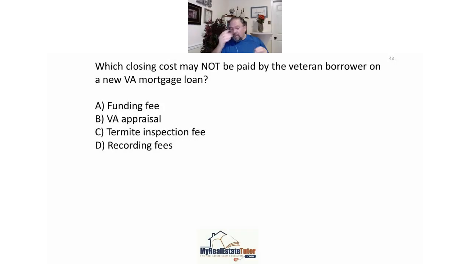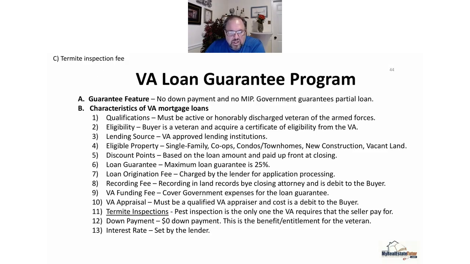So the buyer can pay those three. The one they can't pay for is a termite inspection fee. So you just got to know that for the state exam, okay? So we're looking under B11, under the VA mortgage loan. If you look at B11, it says termite inspections. This pest inspection is the only cost the VA requires that the seller pay for, okay? Looking at some other characteristics of a VA mortgage loan, you've got to be an honorably discharged veteran or active duty armed forces. Okay. You've got to show a certificate of eligibility under 2. That's what it's called, certificate of eligibility.